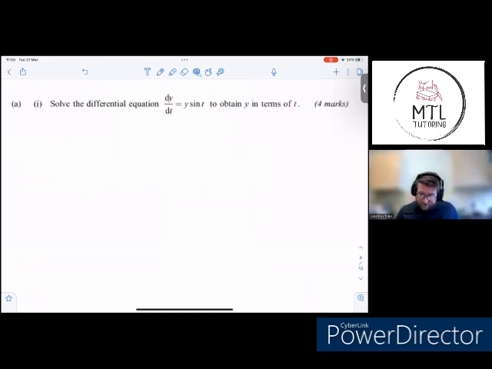Here we've got a differential equation. Again, separate variables. So the y will divide to the other side. And we can leave the sine t there. And both of those integrals are straightforward. Integrals you should know off by heart. So that becomes log y equals minus cos t. And then we put plus c.